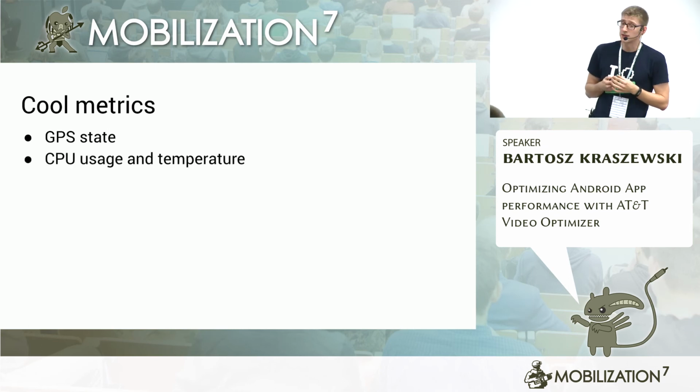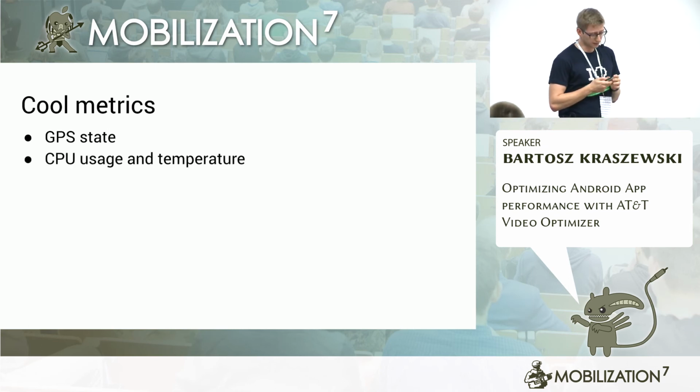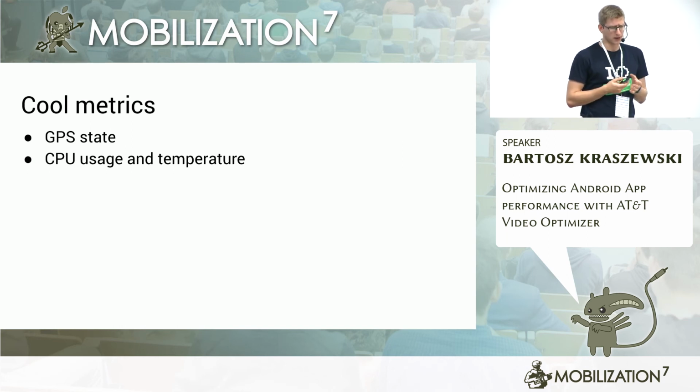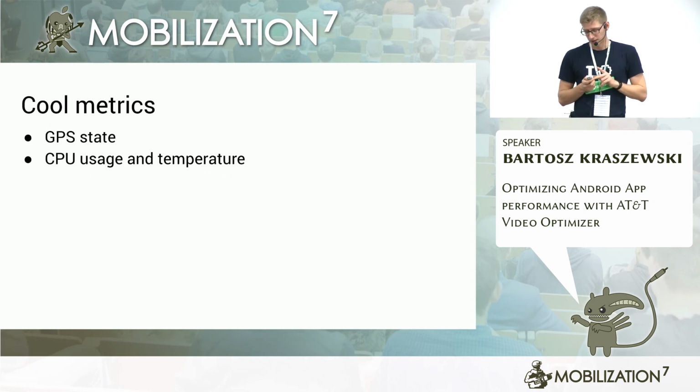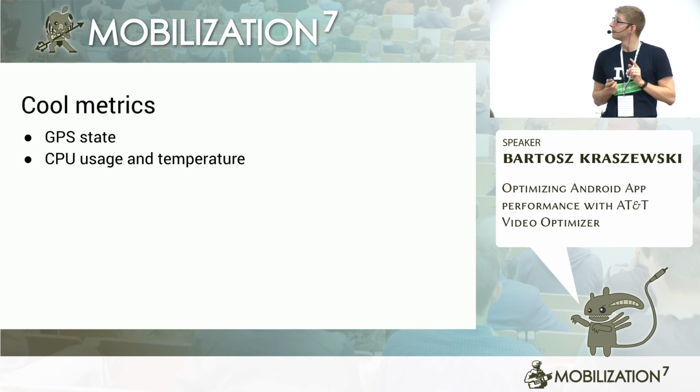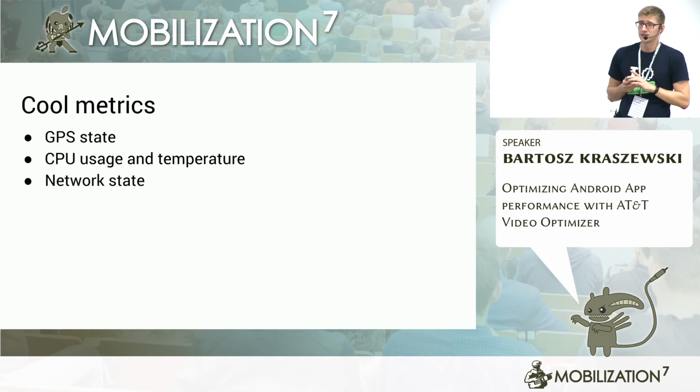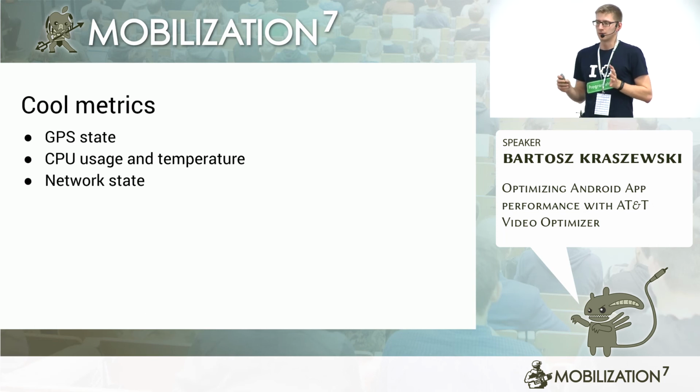You will also see the CPU usage and the temperature. And you may say, well, I already have that in Android Studio, so what's the big deal? I'll tell you what the big deal is on the very next slide. But with that, you'll also see the network state, so whether you are on Wi-Fi or cellular, and you get a lot of low-level data.